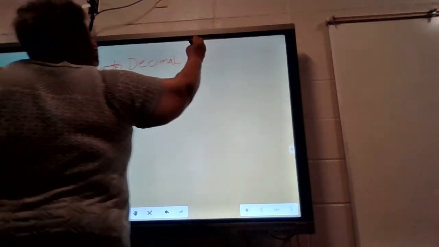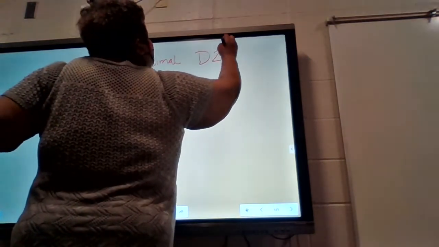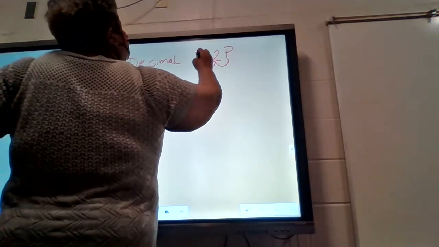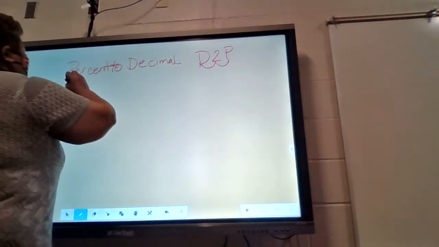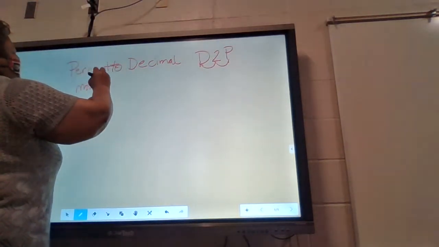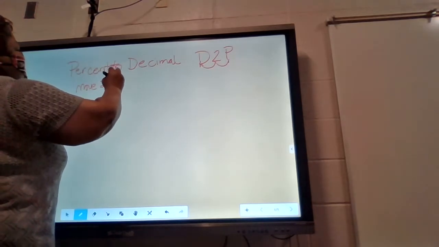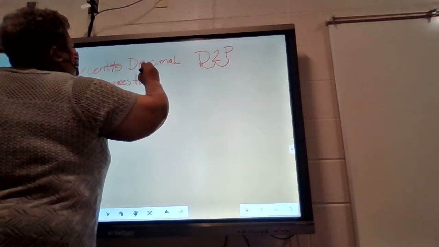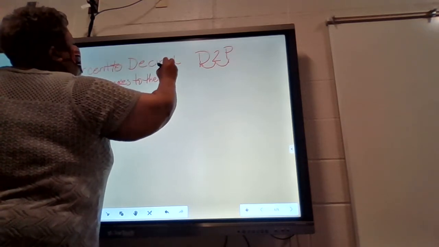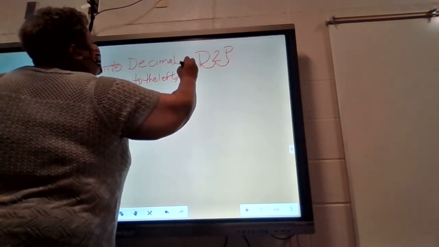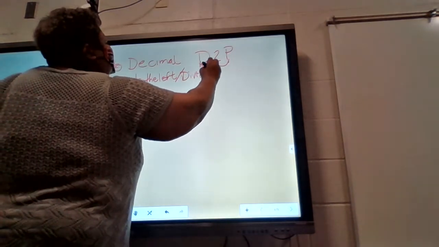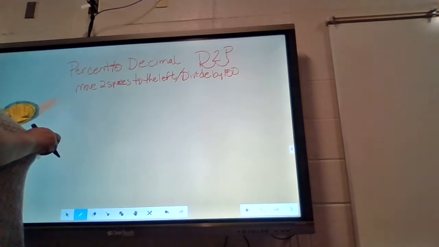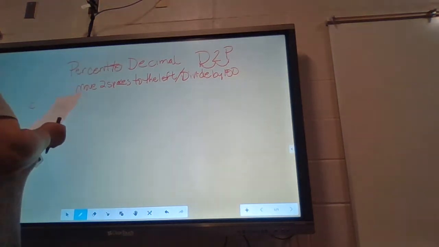And we can still use our D2P, but if I go percent to decimal, 1, 2, I'm going 2 to the left. So I got to move 2 spaces or 2 place values to the left, or divide by 100. All of those will get you there. So let's give an example.